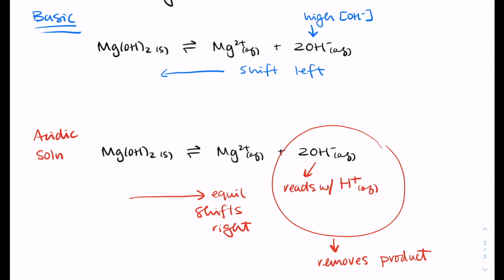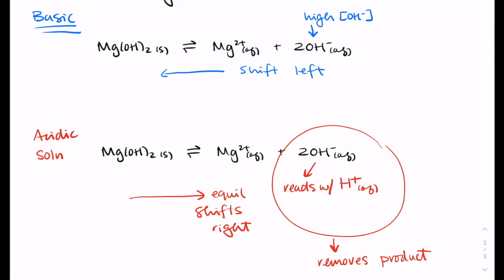So having acid around removes a product from this equilibrium, and it makes the equilibrium shift to the right. I'm using up product, so the reaction's going to go to the right to make more product. If there's enough acid, it's going to keep removing the OH minus. You could get the magnesium hydroxide to fully dissolve if the solution is acidic enough.